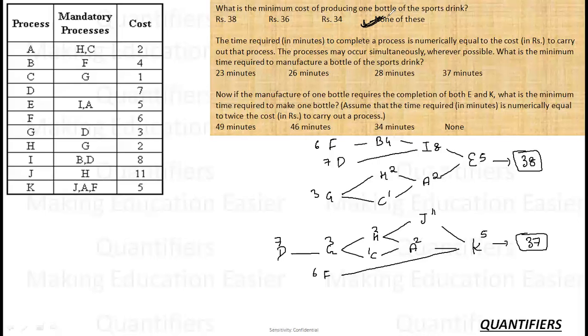Fine. So this question is done. Now let me read the second question. The time required to complete a process is numerically equal to the cost to carry out the process. So the time required to complete A is 2, to B is 4, and so on and so forth. Basically, cost is equal to time. What is the minimum time required to produce a bottle? So the minimum time I need to calculate.